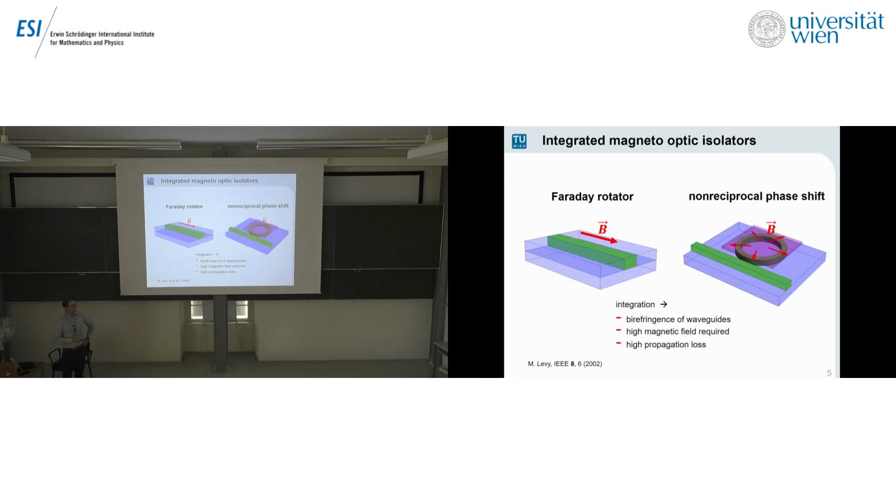So people try to think of new concepts. For example, they try to use the non-reciprocal phase shift by placing such a magneto-optical crystal on top of a ring resonator. If you bias it appropriately, then depending on whether the light rotates in one direction or the other direction in this ring resonator, it will have a different resonance frequency.